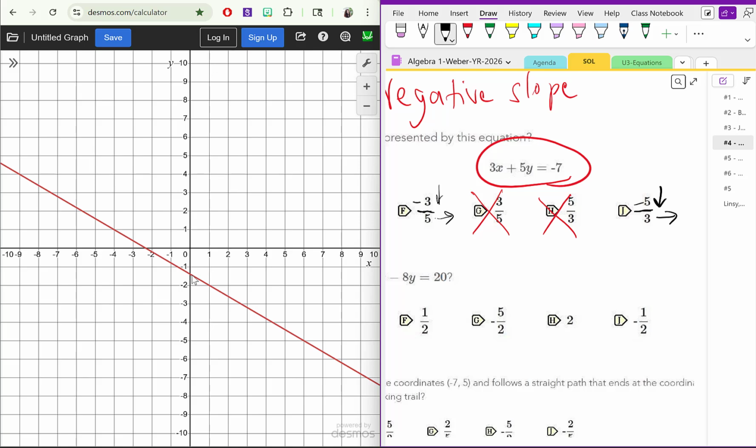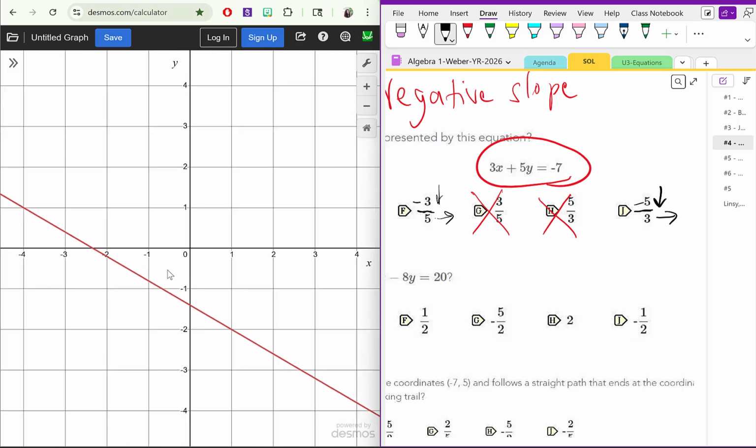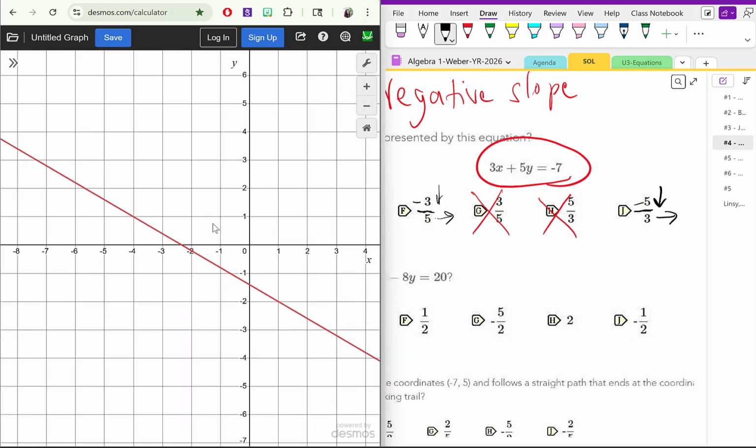Now, usually we start in the middle of like the y-intercept, but it doesn't cross it perfectly. So we need to find somewhere that it crosses the corner of a square. So I'm going to zoom in to show you. Okay. But I can tell right here, it crosses the corner of a square. Alright, so now I'm going to check, is it down 3, right 5, or down 5, right 3?